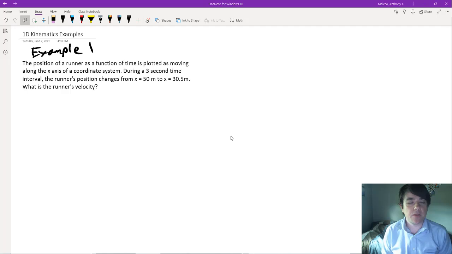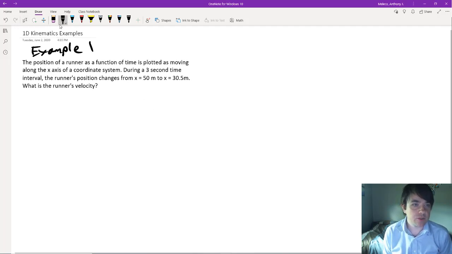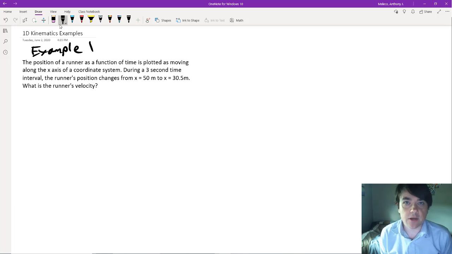So in this video what I plan to do, or hope to show you how to do, is actually work through some of these one-dimensional kinematics examples. And we're going to be using the problem-solving techniques I talked about, as well as the 5 equations to actually do some of these. So let's look at this first example.